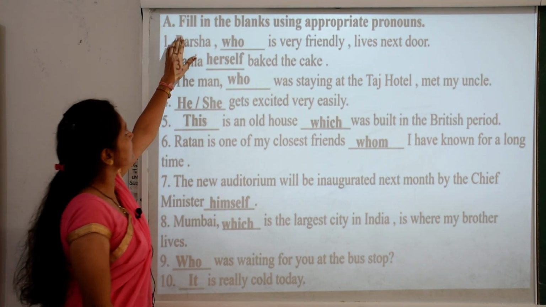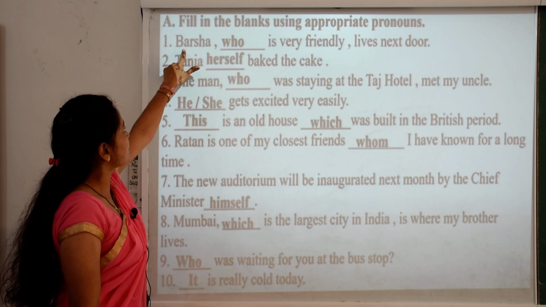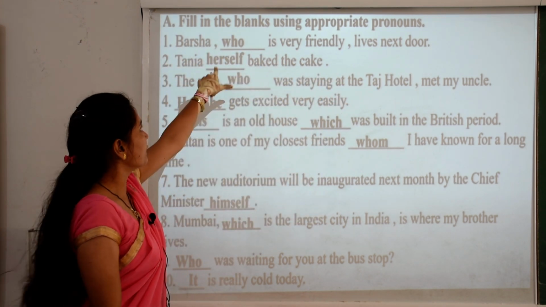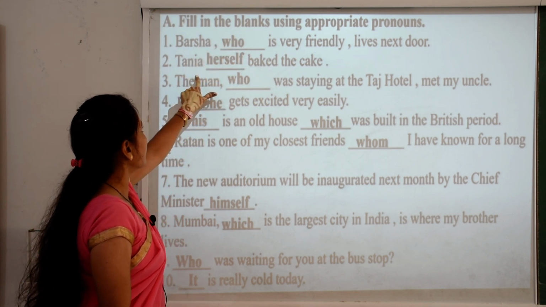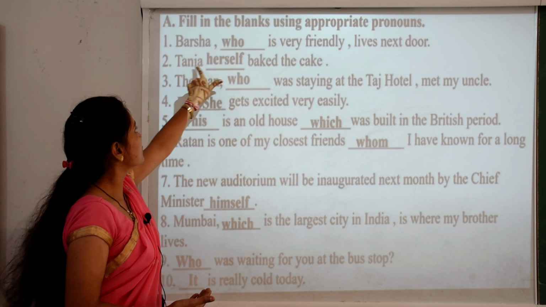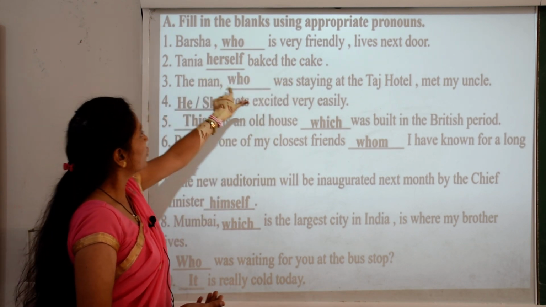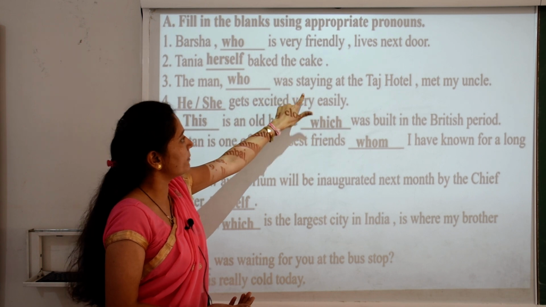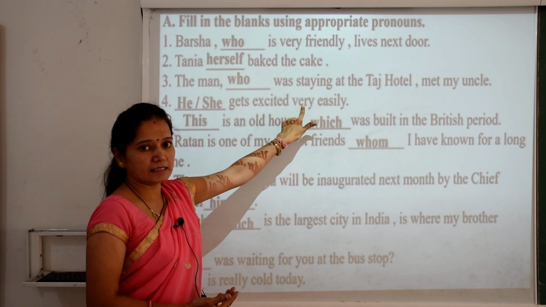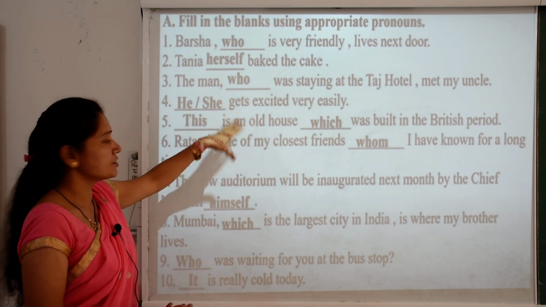Now let's do some exercises. Fill in the blanks using appropriate pronouns. Barsha, who is very friendly, lives next door. So what will come here? Who. Tanya. Tanya is a girl's name. So what will we use here? Herself. So, Tanya herself baked the cake. The man who was staying at Taj Hotel met my uncle. She gets excited very easily, because here the subject is not clear, so we can use either he or she.